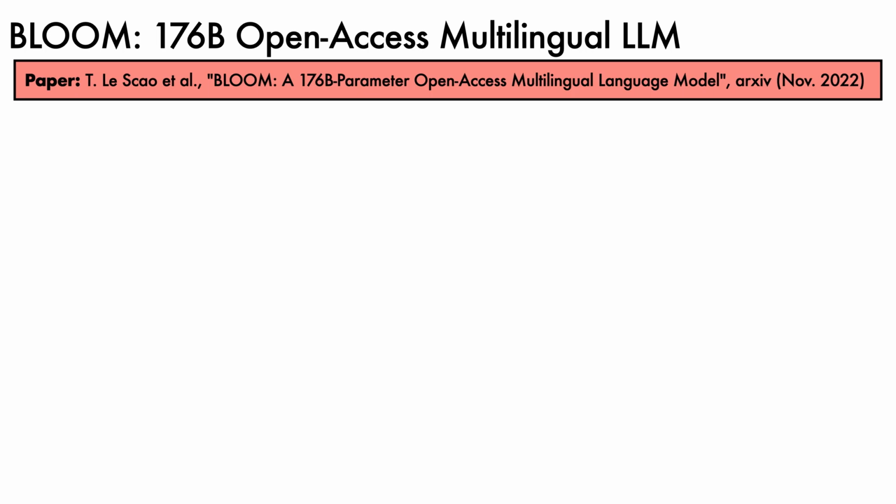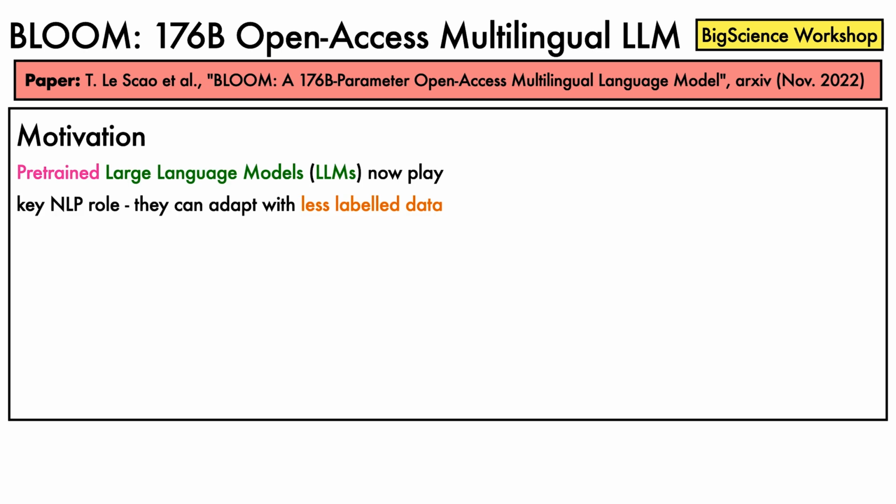Bloom is described in a paper released on arXiv in November 2022 by Scao and almost 400 other authors as part of the BigScience Workshop. Let's start with the motivation. Pre-trained large language models now play a key role in NLP because they are able to adapt to tasks with less labeled data than models without pre-training.